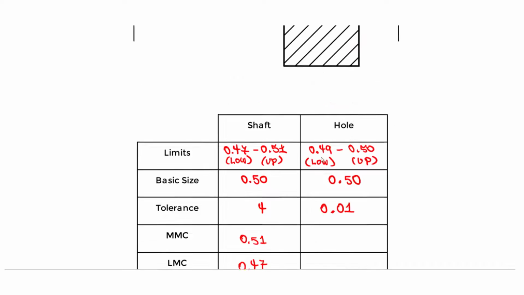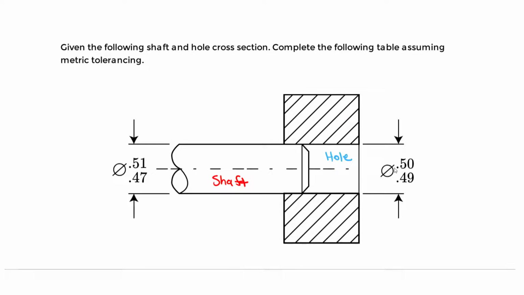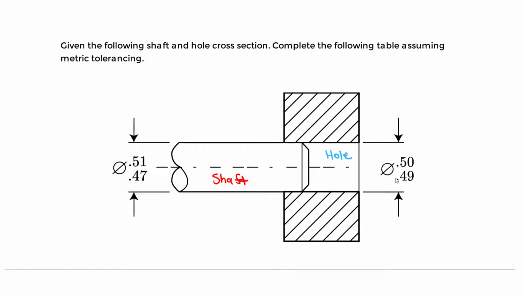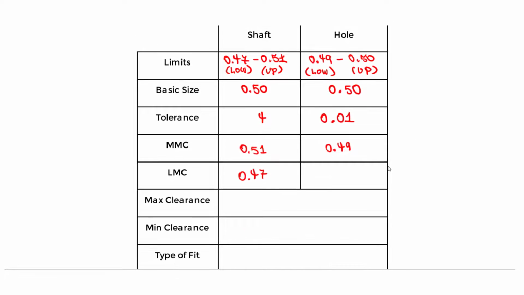Then we have the hole. For the hole, it's kind of tricky. Be careful, right? The maximum material condition is when you decrease the hole size, which is going to be the lower limit. So it's 0.49. Then the least material condition is going to be the 0.50, the upper limit, the maximum hole size, the bigger hole size. So that's that.